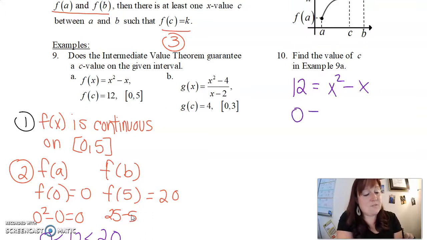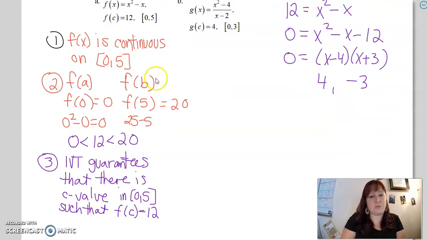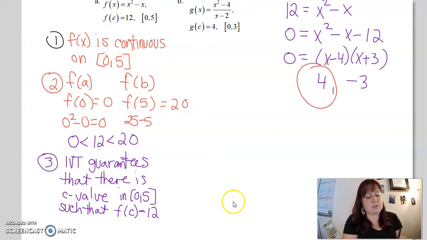Well, this is a quadratic. To solve it, I need to get 0 on one side, and then I need to factor it. So I get x minus 4 and x plus 3. And so my solutions that would make this equal 12 are 4 and negative 3. And so you're like, cool, 4 and negative 3. But wait, there's more. Which one of these values is on the interval 0 to 5? Just this one, right? So the c value that spits out 12 is 4. So if I put 4 in, it spits out 12. And the intermediate value theorem guarantees that.